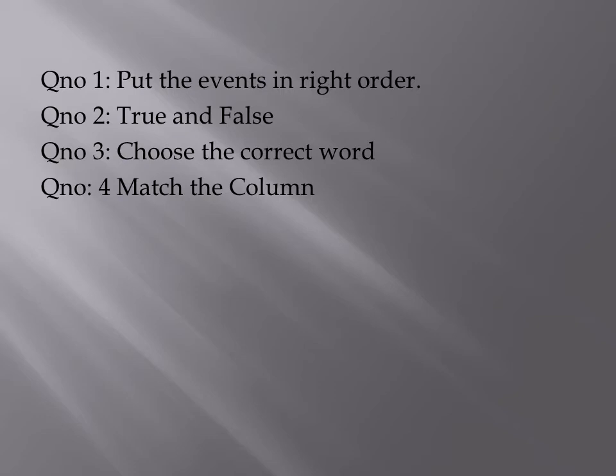Okay, next one is: read the sentences and decide if they are true or false, write T or F in the boxes. These are the true and false questions. You have to mention true or false in front of every statement. If the statement is true according to the chapter, then you have to write T, and if the statement is false according to the chapter, then you have to write F. For doing these exercises, it is mandatory that you have a clear view of chapter number 3. Right, these question number 1 and question number 2 are specific to chapter number 3.